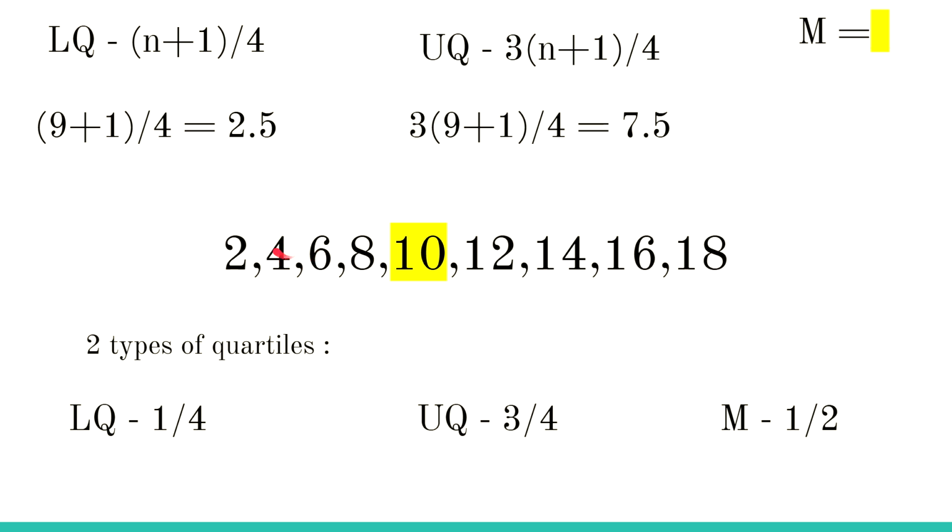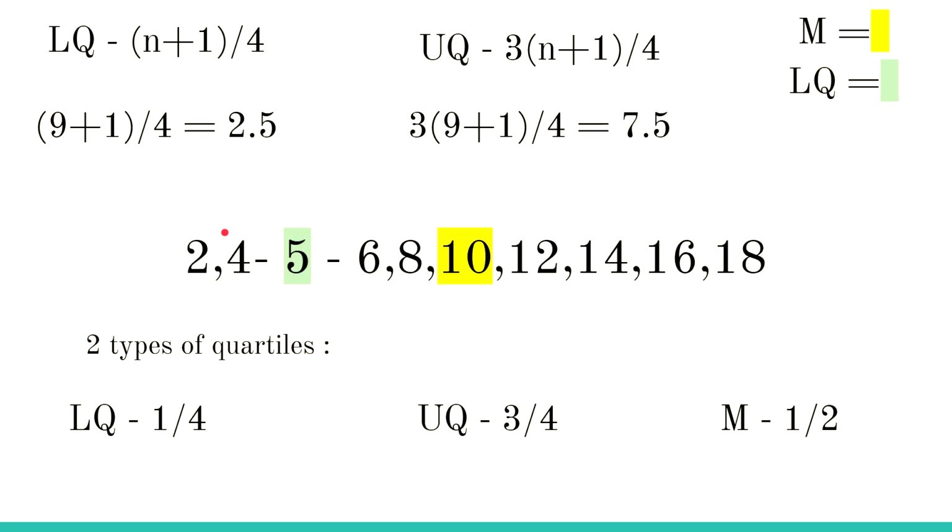Well, in order to calculate the 0.5 number, we need to find the middle of these 2 numbers, which is 5. So the middle of 2 and 3 is 5. And here we have LQ, color coding it to make sure that's simple.